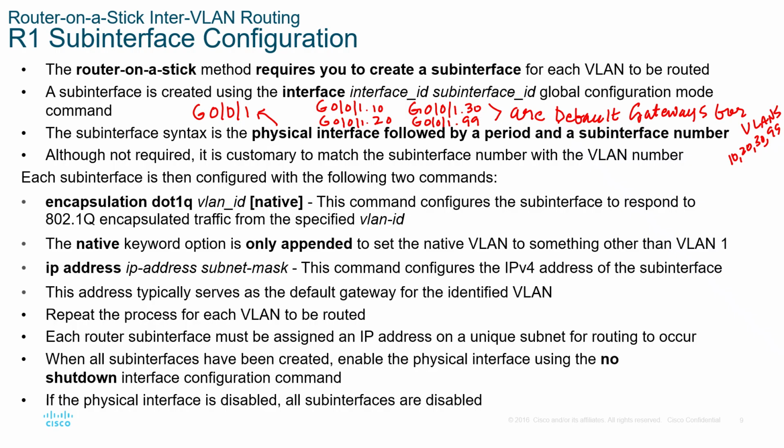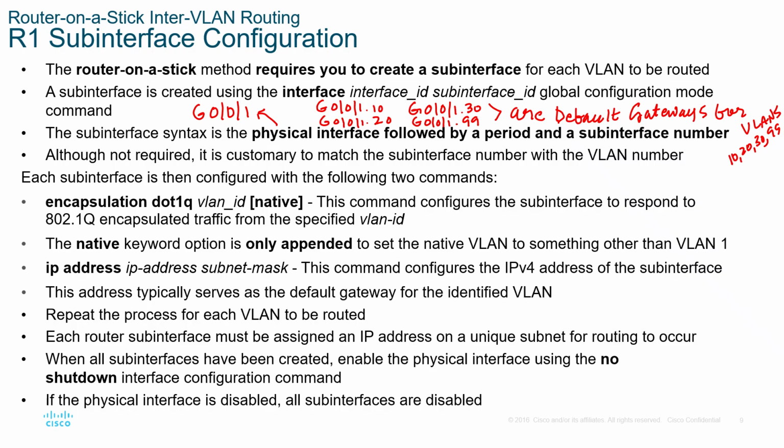Each sub-interface is then configured with the following 2 commands. Encapsulation dot1q. Now, encapsulation dot1q is going to require the VLAN number, so keep it the same. This command configures a subinterface to respond to 802.1q encapsulated traffic from the specific VLAN ID. The native keyword option is only appended to set the native VLAN to something other than VLAN 1. Then you have to give it an IP address and a subnet mask. This command configures the IPv4 address of the subinterface. This address typically also serves as the default gateway for the identified VLAN.